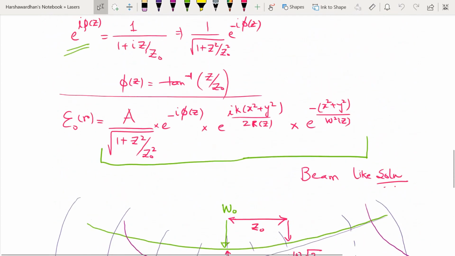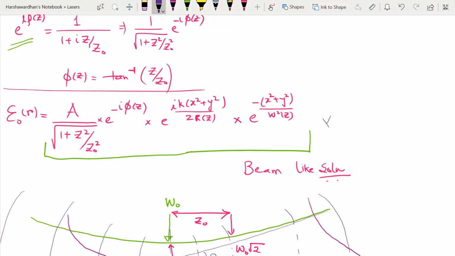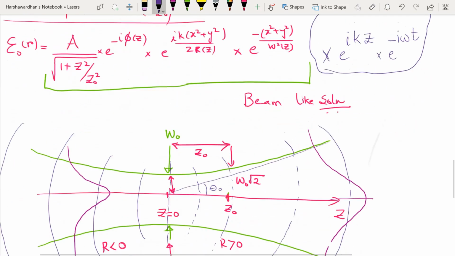And of course, please remember that this E naught of R, for the complete solution, needs to be multiplied by, so I will write that out. The E naught of R needs to be multiplied by exponential i k z, and it also needs to be multiplied, if I'm not looking at the Helmholtz part, looking at the frequency of the field, by exponential minus i omega t. So these two factors one has to keep in mind, which is of course there. This is just the amplitude part that gives us a Gaussian beam solution.